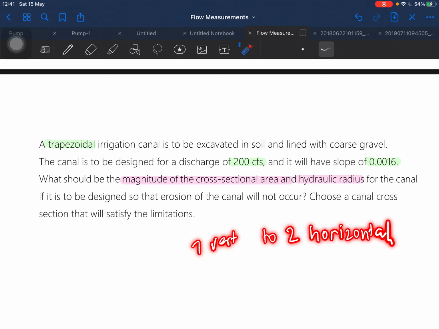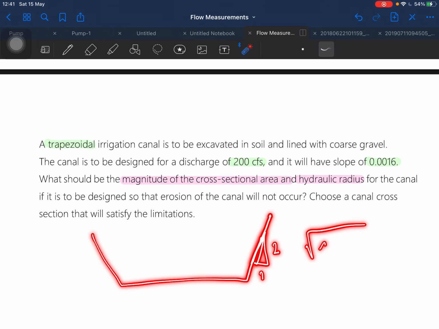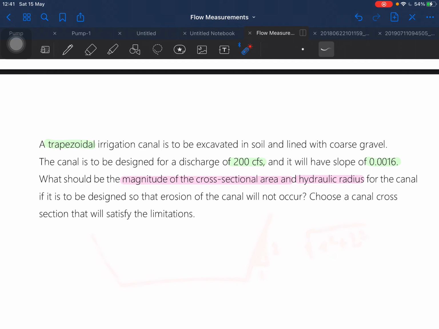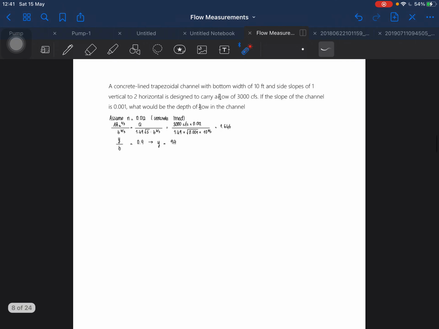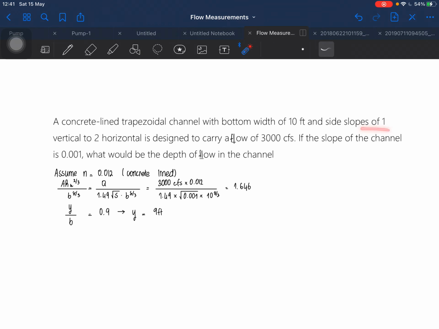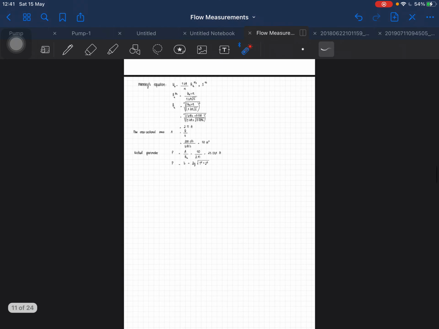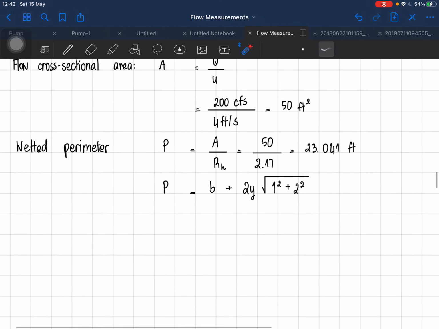Okay, so if the slope is like this, you know that 1 square plus 2 square root is used to find the side of it. So it says 1 to 2. If you want to find this one, just take the square root of 1 square plus 2 square. So it's square root of 5. Ah, it's here. 1 vertical to 2 horizontal. So that's what you have to assume in the actual trapezoid if it's not given.